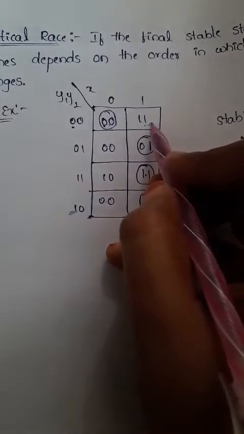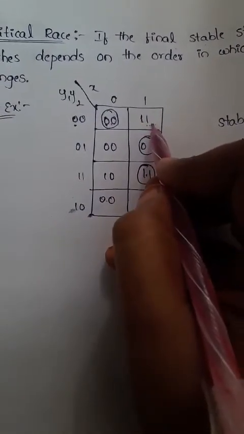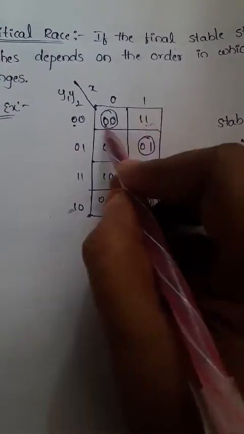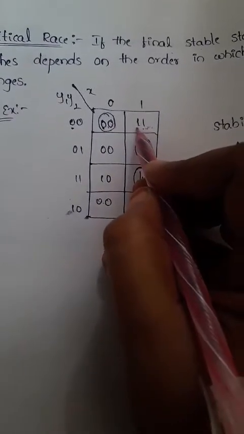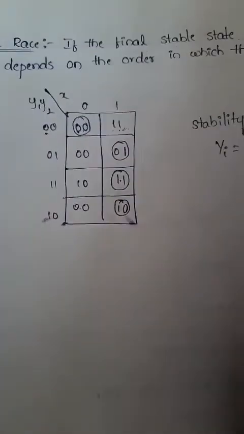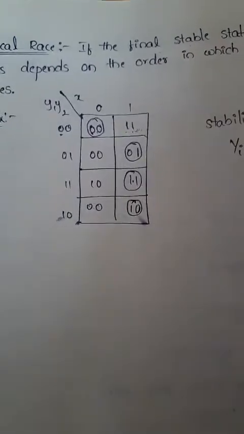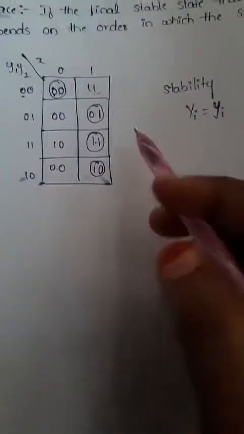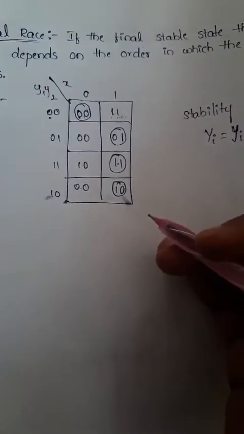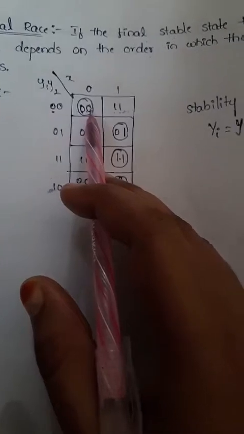Just now I explained, if 2 variables are changed at a time, then automatically we have a race condition. So just observe in the first cell 0 0, here we'll have the 1 1. That is nothing but 0 0 to 1 1, meaning 2 variables changed, right? The first variable is changed and the second variable is also changed. That means 2 variables are changed at a time, so the race condition exists. Okay, so which race condition we are having, we need to check it. First of all, the first stable state is 0 0.